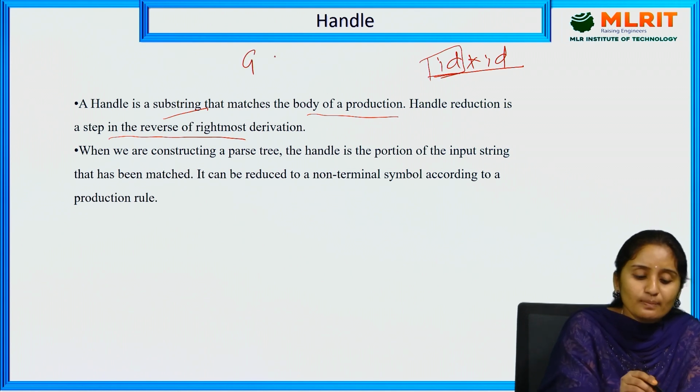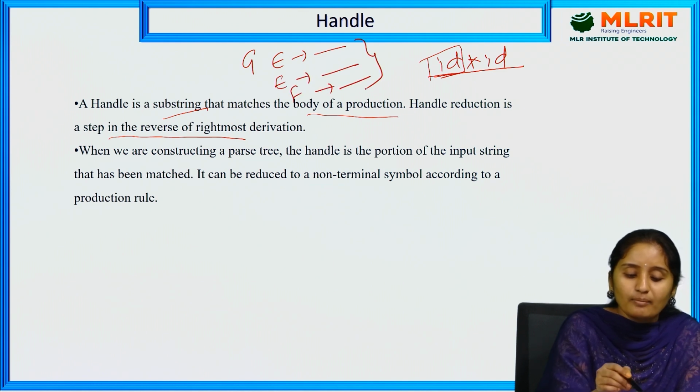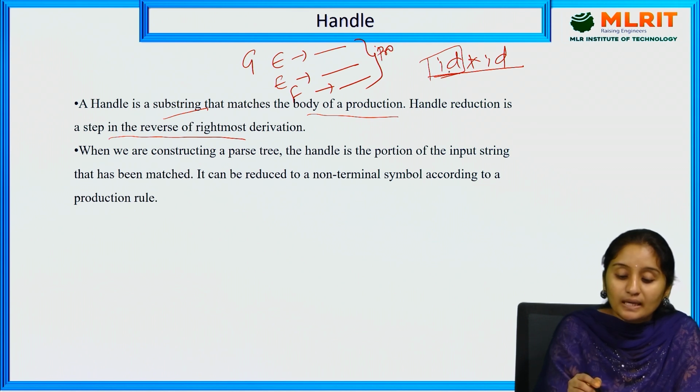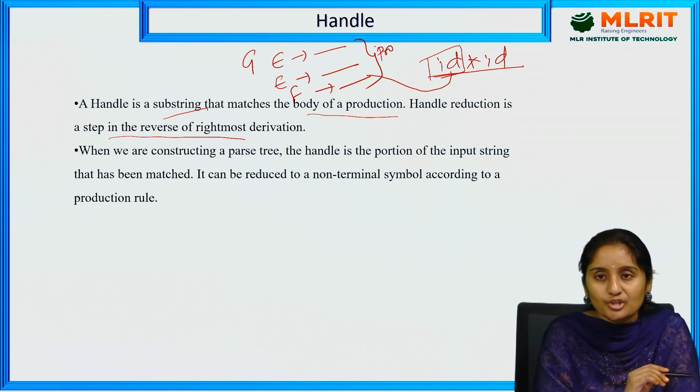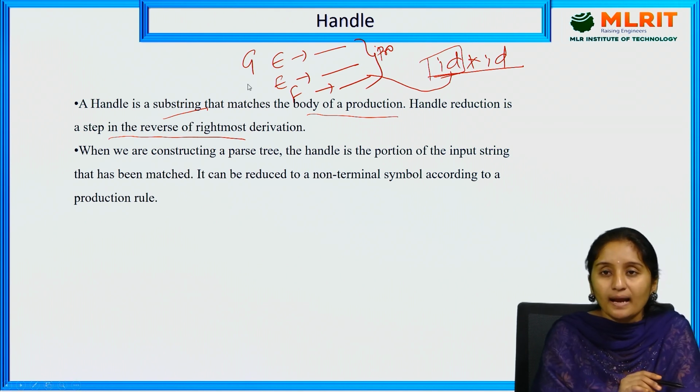So, this is my grammar. Suppose some grammar productions are there, E tends to, F tends to. These are my grammar and these are my productions. If the substring matches the body of the production, then we are going to call it a handle.